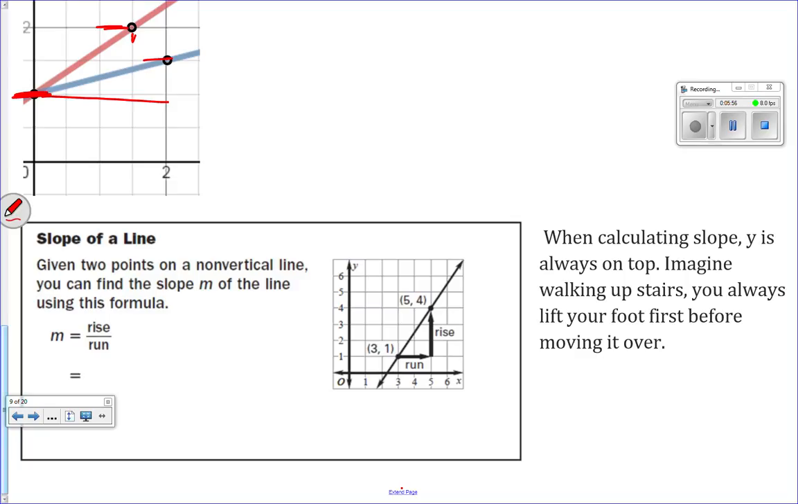Okay, so when calculating slope, y is always on top. This is important right here. I want you guys to star that or circle it. When calculating slope, y is always on top.